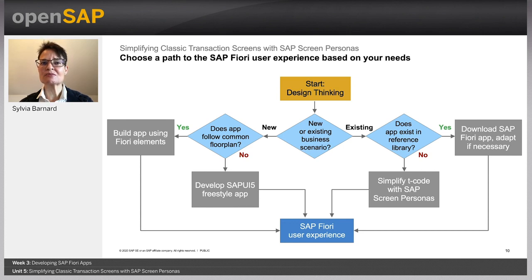Then you find out whether you are in need of a new business scenario or whether there is already an existing one. Let me go first to the right. Yes, there is a business scenario available. You find an existing app in the SAP Fiori reference library. Cool! Then you can download the SAP Fiori app in question, adapt it if necessary with SAP Web IDE, and then you have your SAP Fiori user experience.